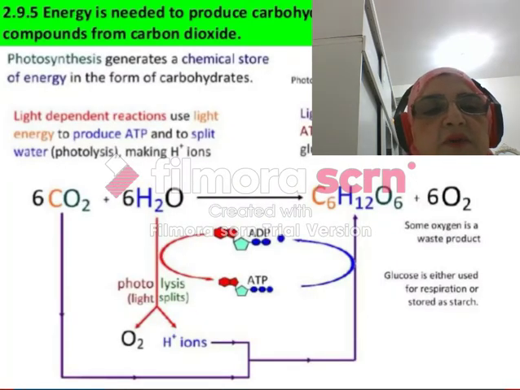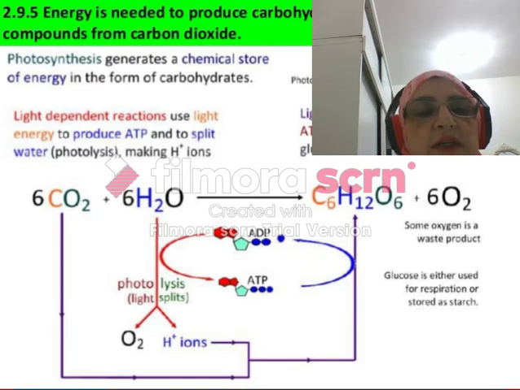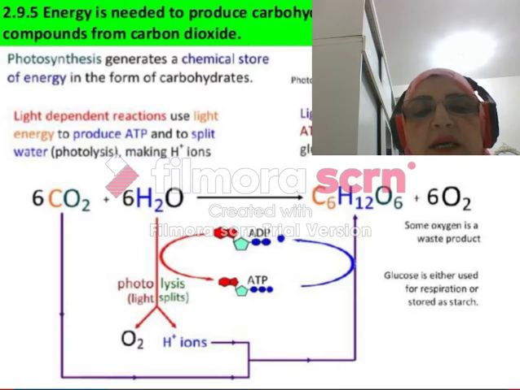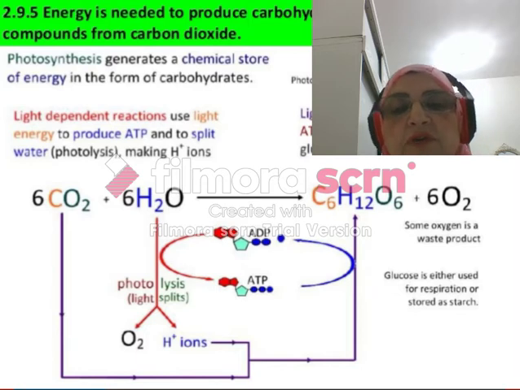So we can say that photosynthesis generates a chemical store of energy in the form of carbohydrates. Light-dependent reaction uses light to produce ATP and to split water, that we call photolysis, making hydrogen ions. While the light-independent reactions use ATP and hydrogen ions to fix carbon dioxide making glucose.